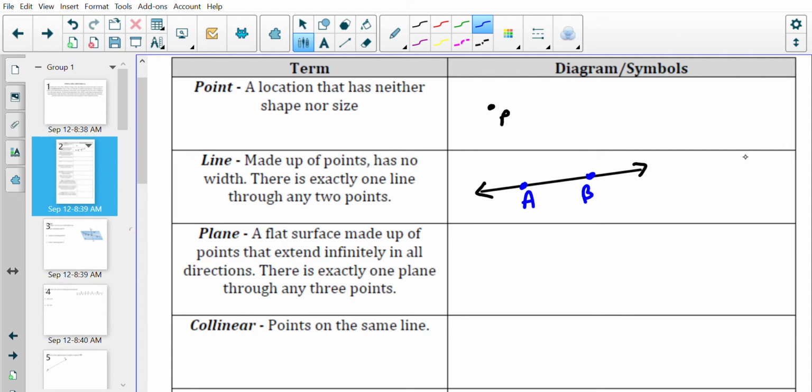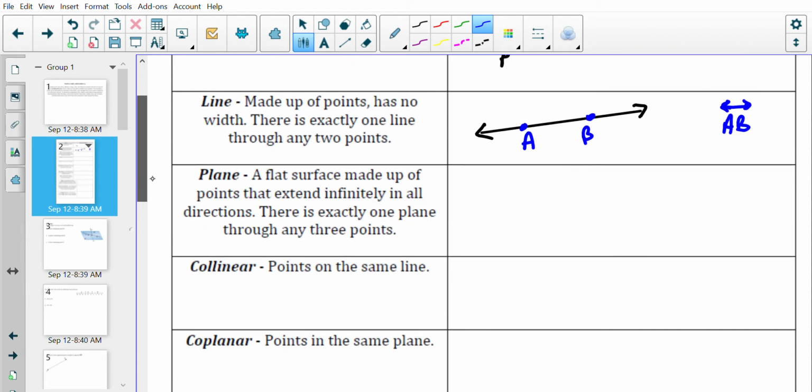For the symbol, what you'll see in some questions is the points that we run through. So in this case, it's points A and B. And then you draw a little symbol like that above it. So a short line above the letters A and B.